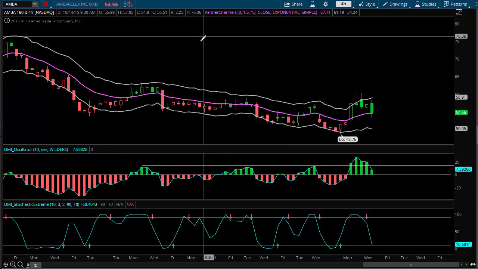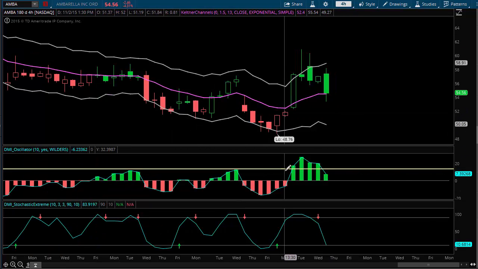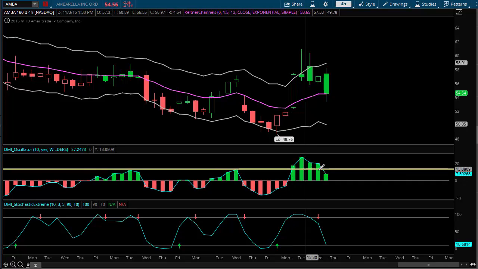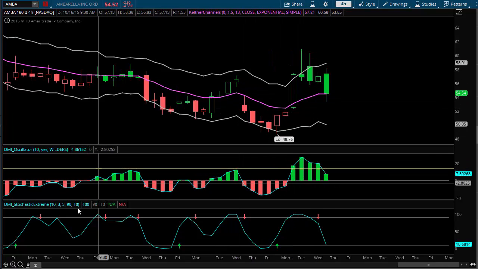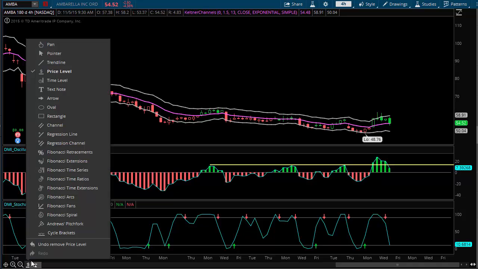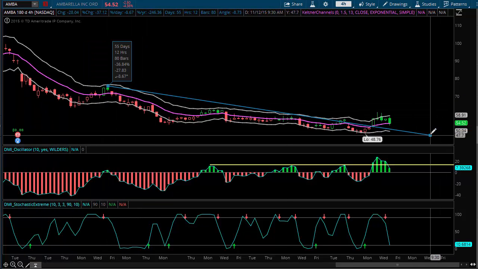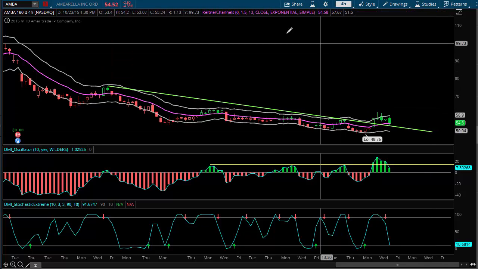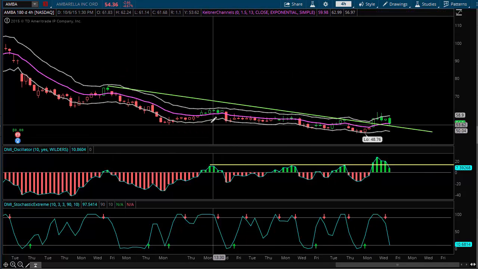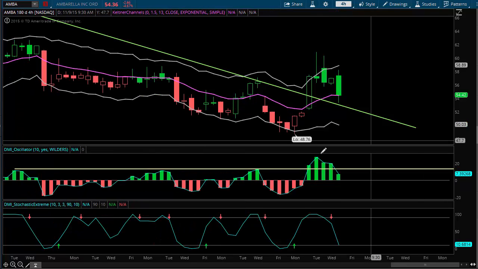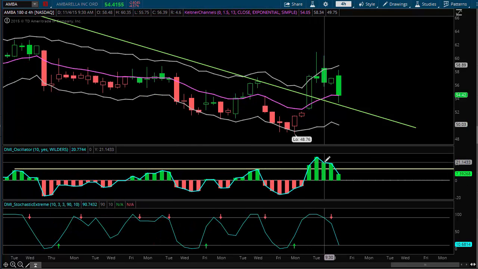But in the past few days, AMBA was able to break the resistance on the oscillator. And you can also see that this makes it like a break in the downtrend as well. If you draw this in, something to this effect, you can see we finally got a break of the downtrend. So that perks my ears up.